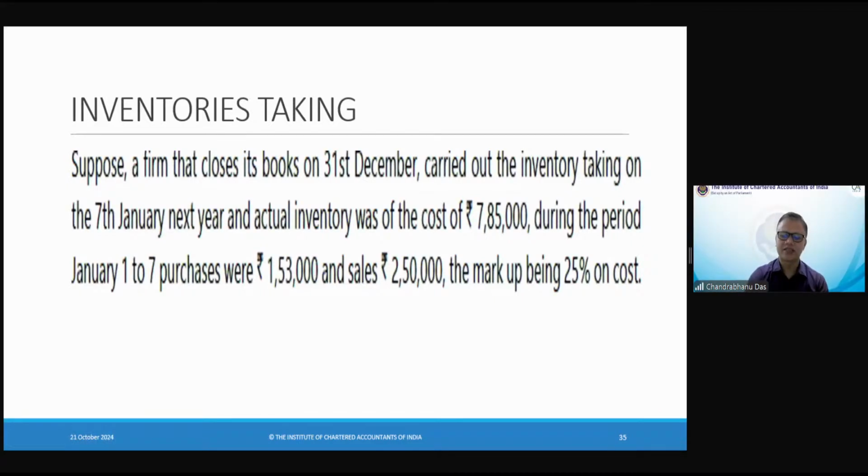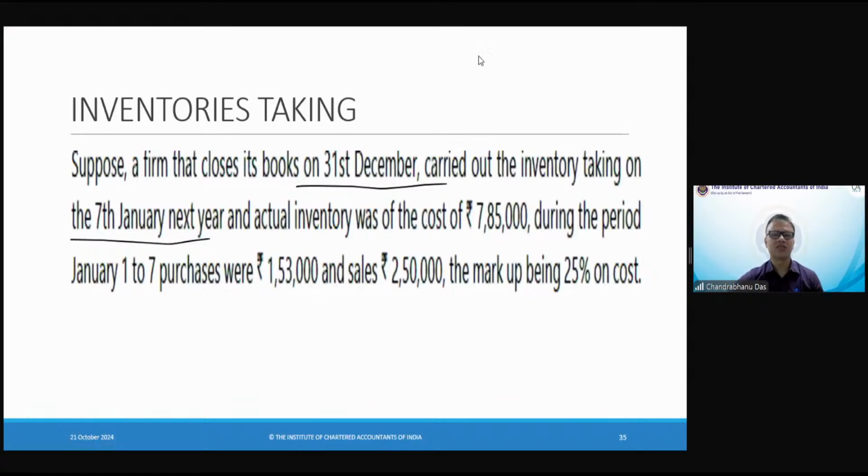We need to calculate it on an opening stock basis because on 31st December the books are closed, but we are taking the inventory on 7th January. We have moved ahead. So 7th January is like a closing stock, and going back to 31st December, you are calculating on the basis of opening stock. So if the date is ahead, it should be like an opening stock. If the date is before, then it will be like a closing stock.